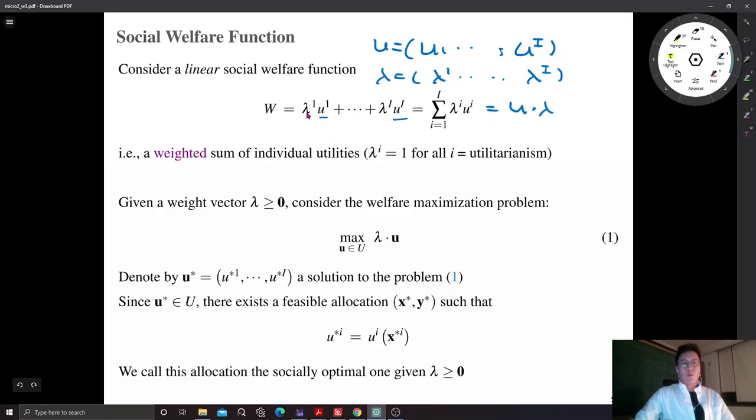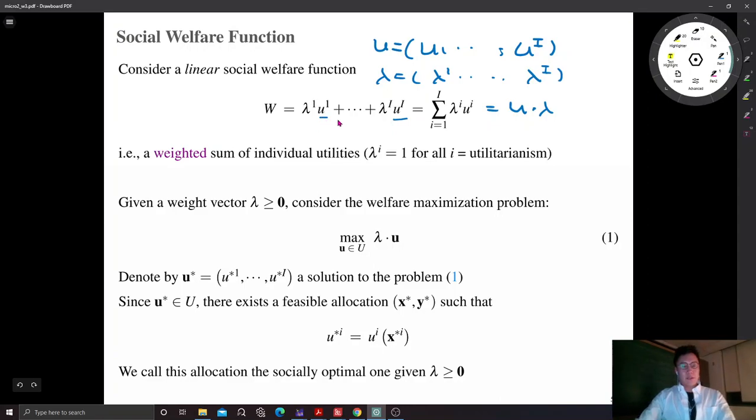Lambda should be a non-negative number, because if lambda was negative, it means if some consumer is better off, so his utility increases, on the other hand, social welfare decreases, right? So it contradicts with utilitarianism. Now we are taking the utilitarian perspective, meaning that all weights are non-negative numbers. If we assume equal weight for all consumers, then that exactly corresponds to utilitarianism.